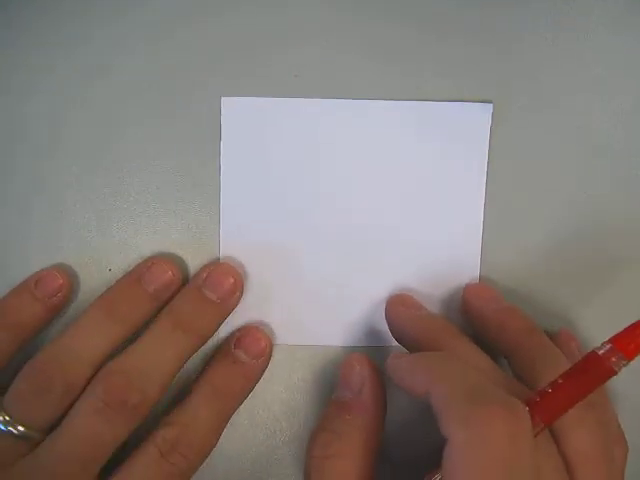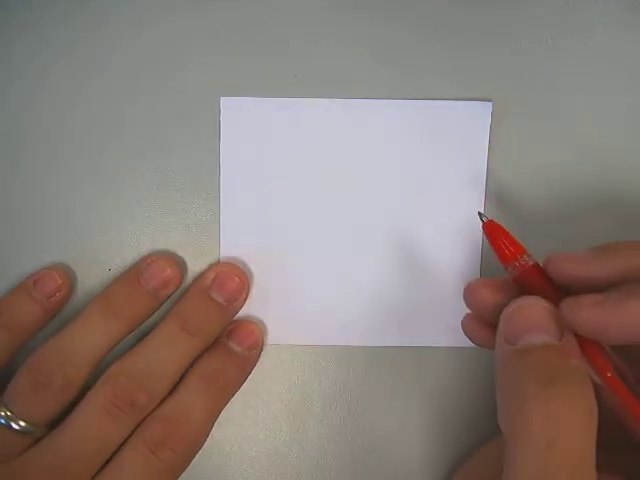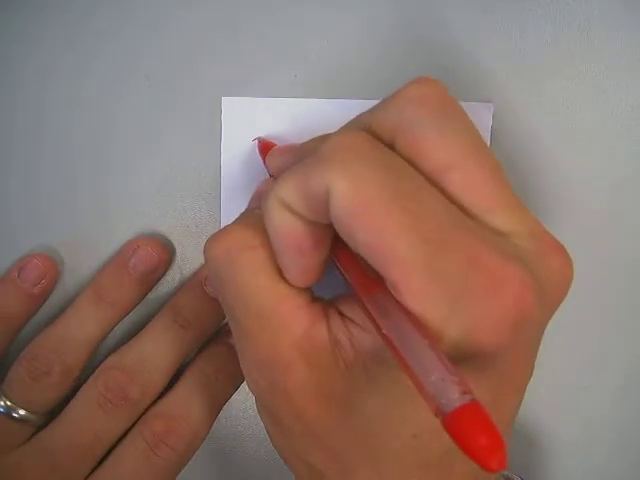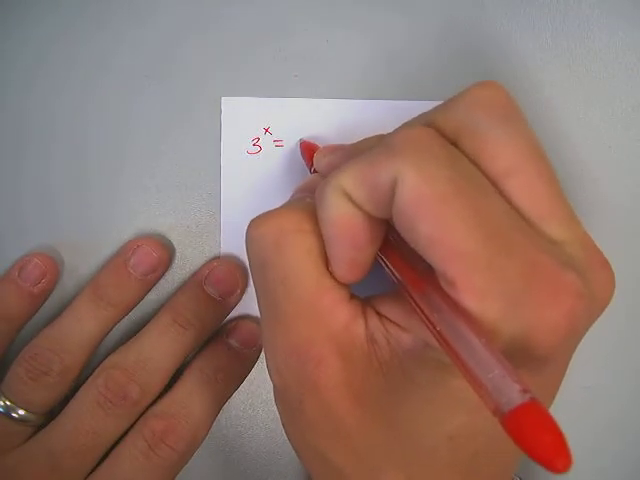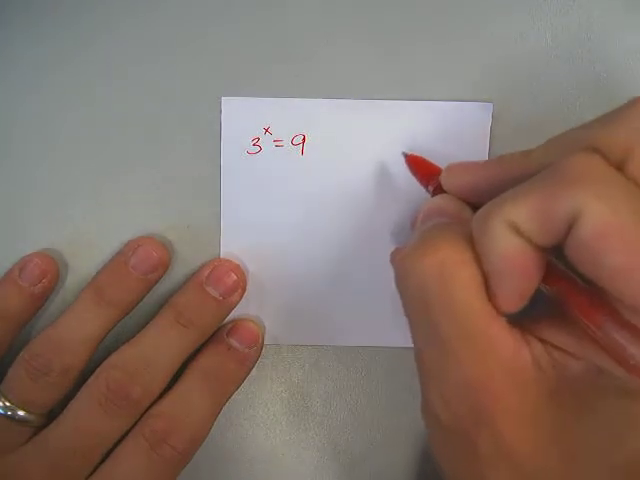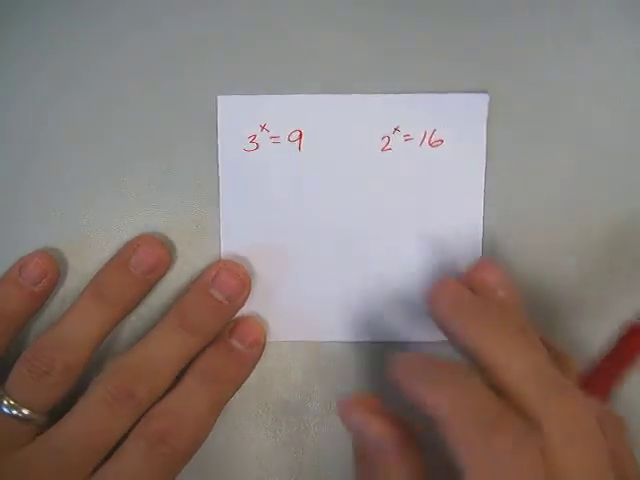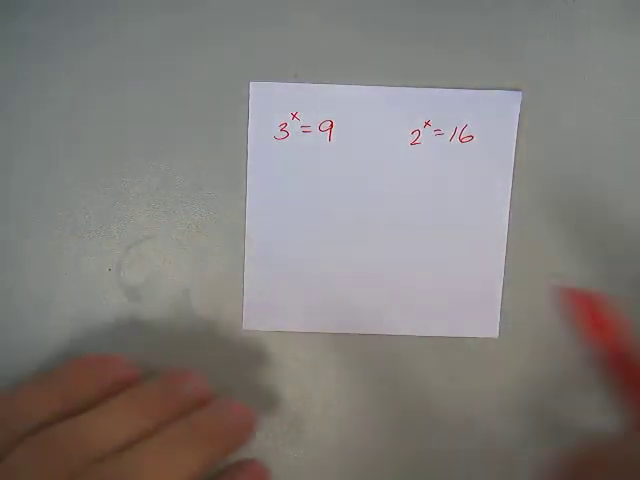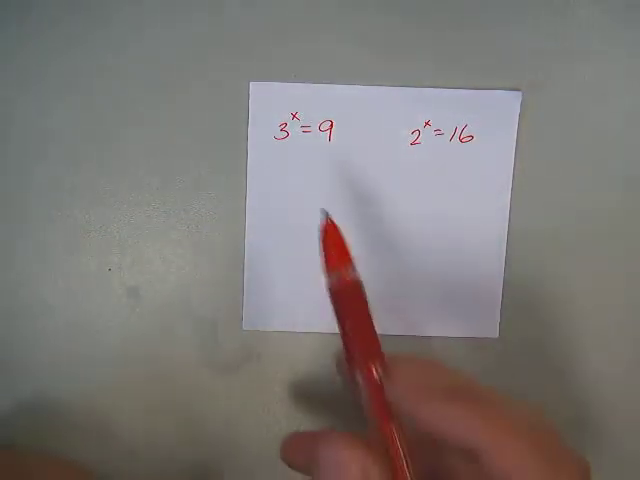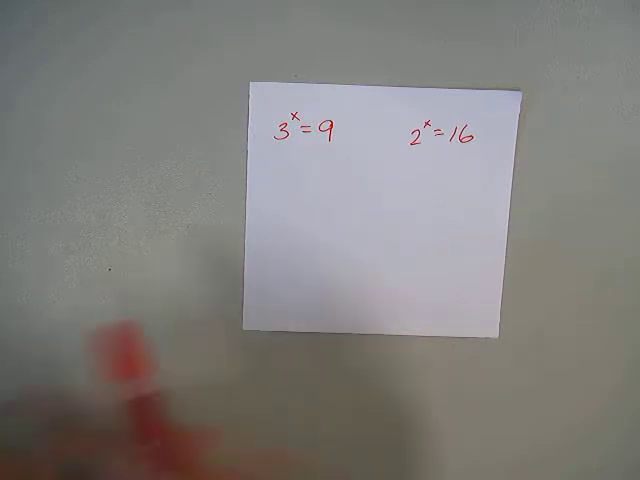Hello again, everyone. Today we're going to talk about 10.2 logarithms. But before we even do that, we're going to start with a couple simple little examples here. The first one is going to be 3 to the x equals 9. And the other one is going to be 2 to the x equals 16. And what I want you to do is just think about what's the answer. What would x have to be to make those two equations true?